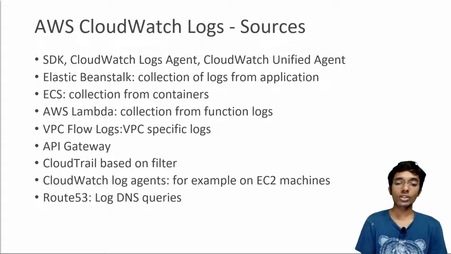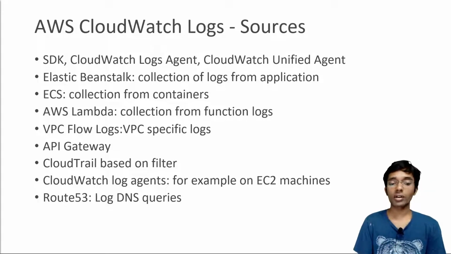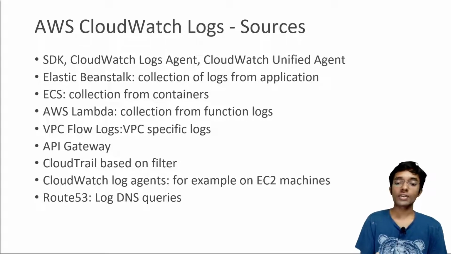Now we can also get data into CloudWatch Logs through some integration with AWS services. So for example, Elastic Beanstalk can help you collect all the logs from your application and send that to CloudWatch Logs directly. ECS has a log driver to collect logs from the containers and send that into CloudWatch Logs. Lambda has a direct integration with CloudWatch Logs and will give you all the function logs. The VPC flow logs can be sent to CloudWatch Logs, API Gateway access logs, and CloudTrail based on the filter you want to set. Those logs would be present in CloudWatch Logs.